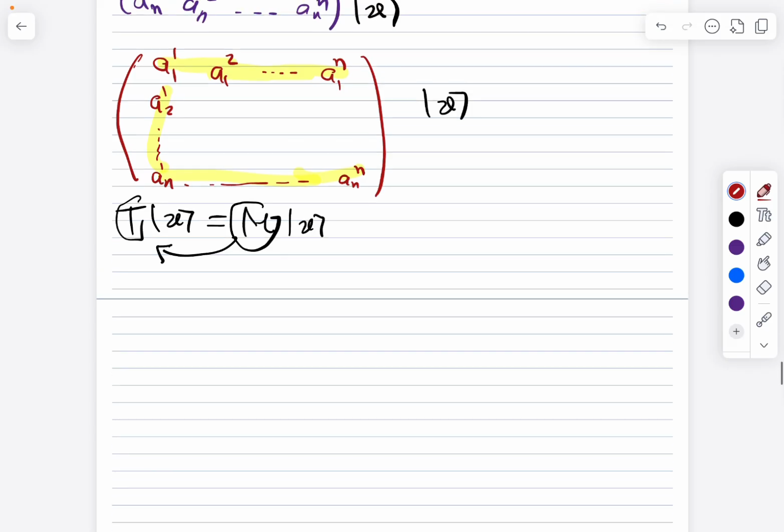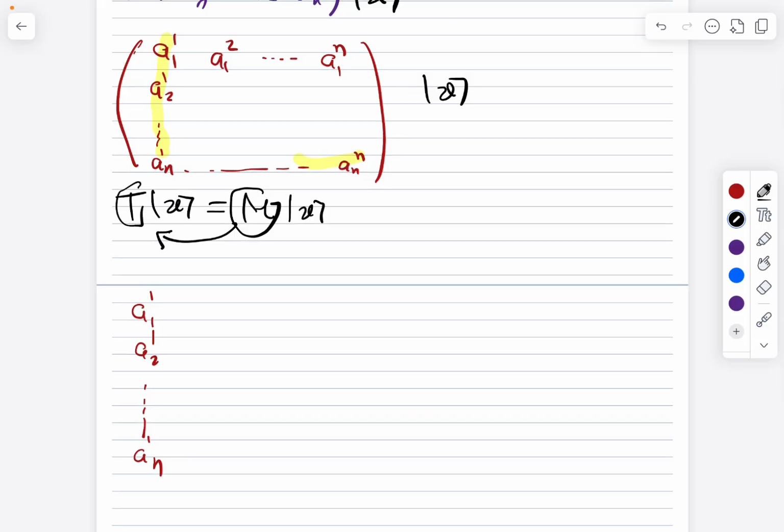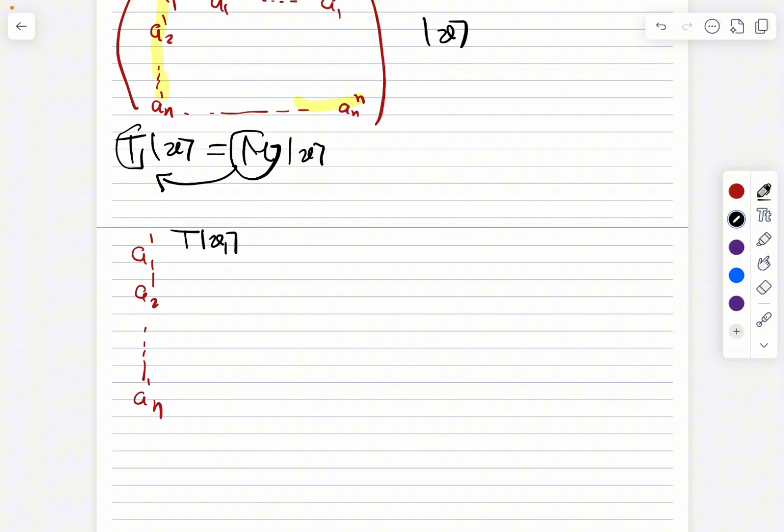So let's see what this V1 is. Let's discuss the first column here. For the first column we have A11, then A21, until we have A1n. But what is this for the first column? The first column is basically T when you apply it on the first basis. So when you apply it on the first basis, you will get an n-component vector, and you put these n components here. So this is for the first column.